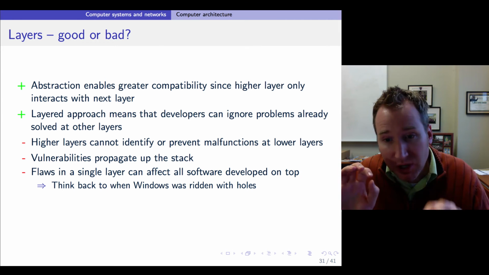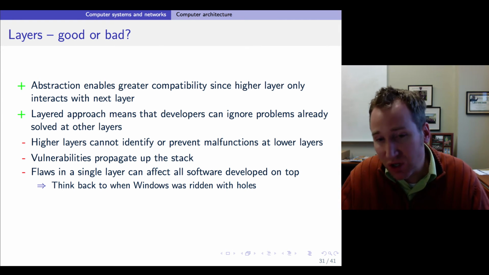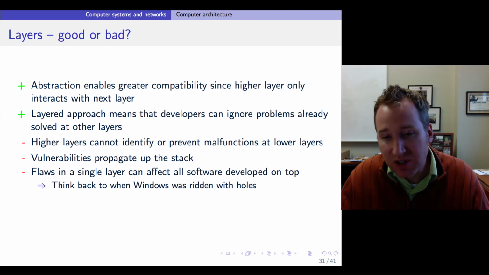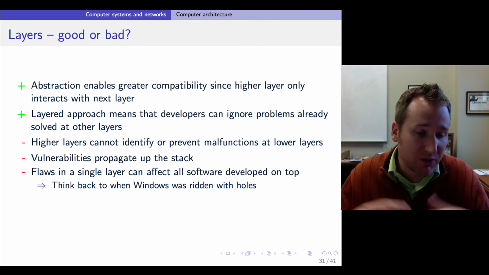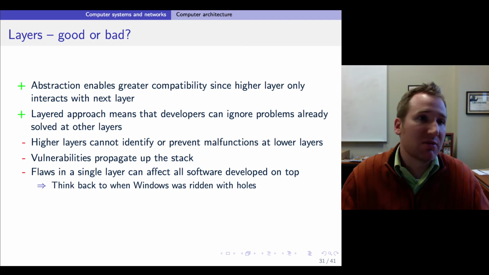And so you may have written great secure code that operates at one layer, but if there's a layer that it interacts with which is insecure, that could be a way for an attacker to get in and cause problems. So a flaw in a single layer can affect all the software that's developed on top.